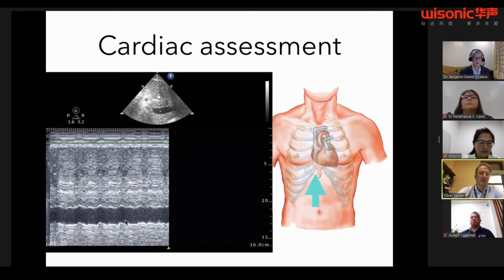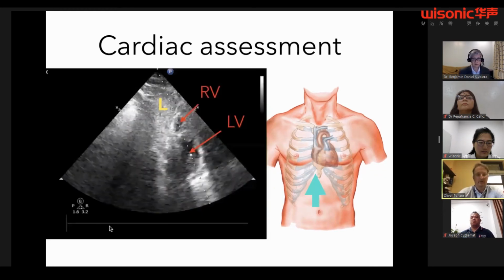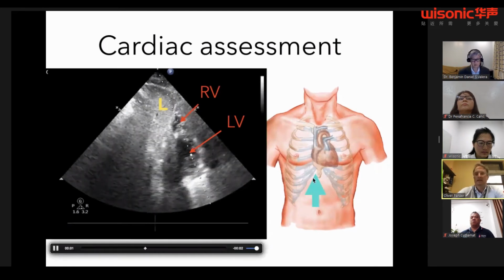But the width of this suggests that there's a lot of preload, or sufficient preload, to the right heart. So hemorrhagic shock, massive bleeding, becomes very unlikely. Another view from here is just by using the same plane that we use for the IVC.